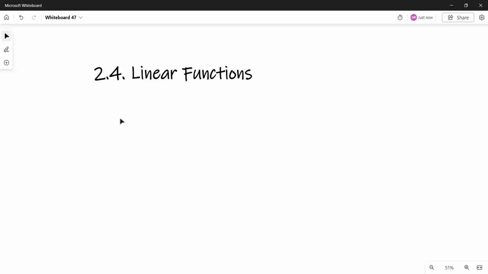Hi, in this video I'm covering section 2.4 on linear functions. So we saw in section 1.3 the definition of a function, when a relation is a function, and the simplest type of function is a linear function. So that's what we're doing in the next two sections, 2.4 and 2.5. We're going to be studying linear functions and equations of lines.